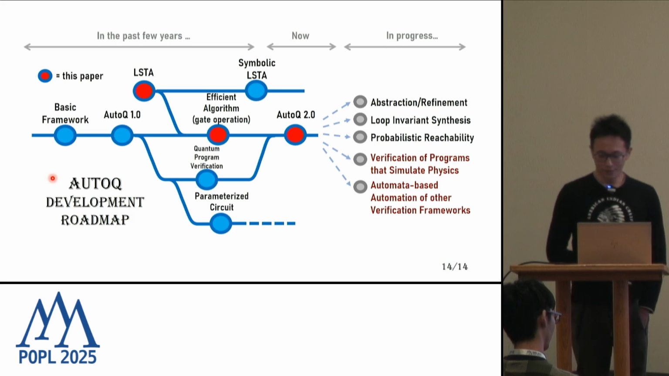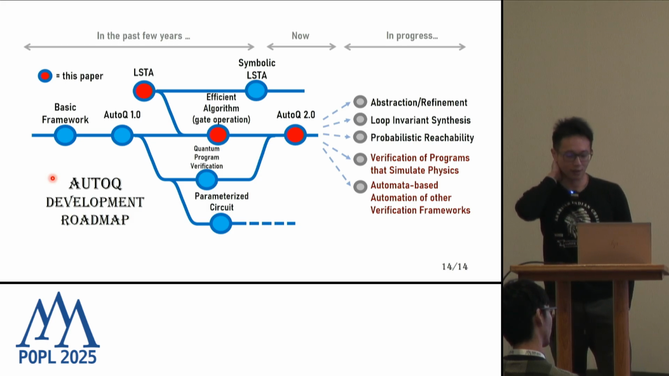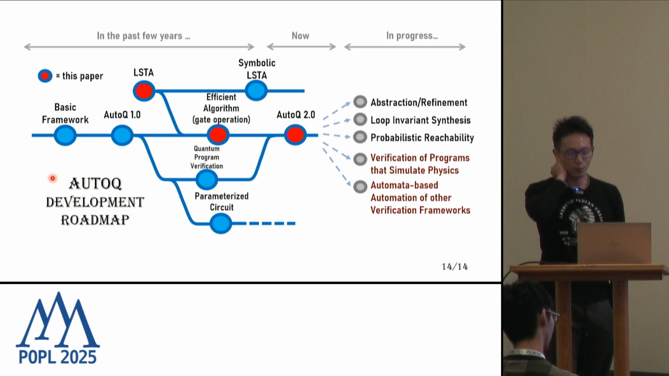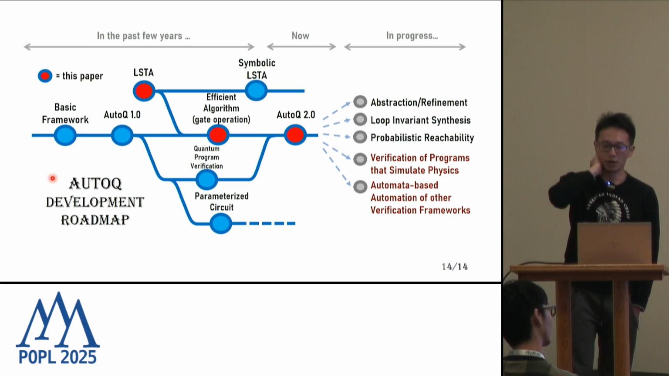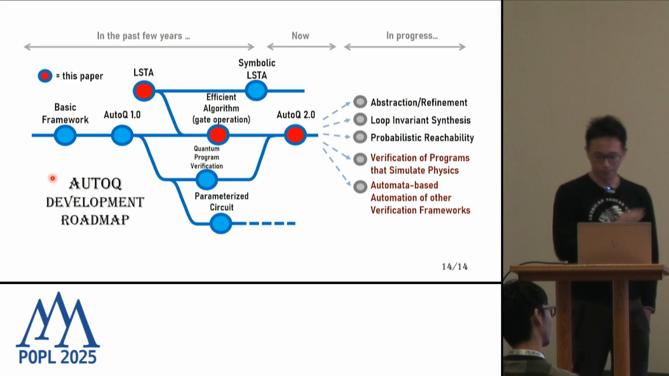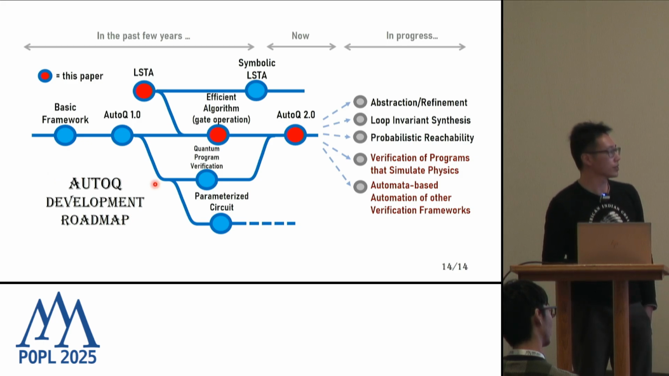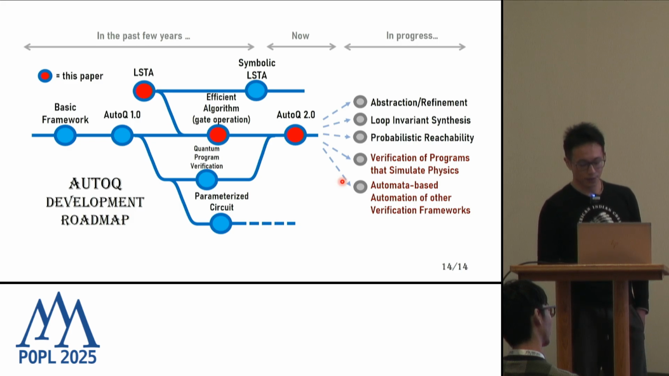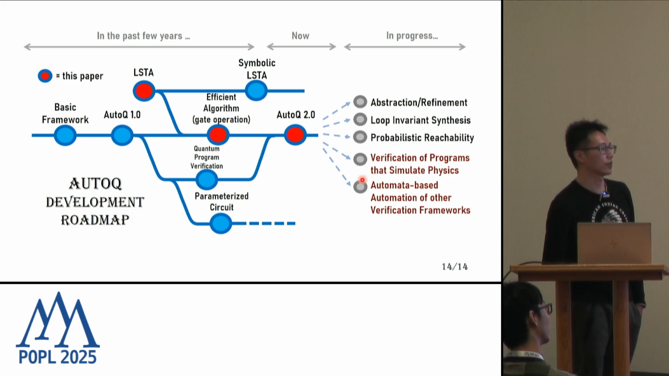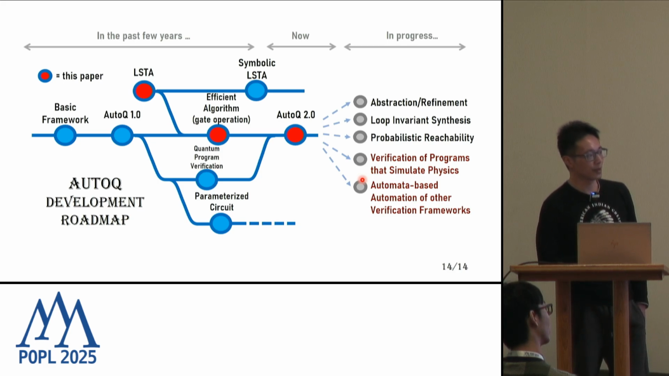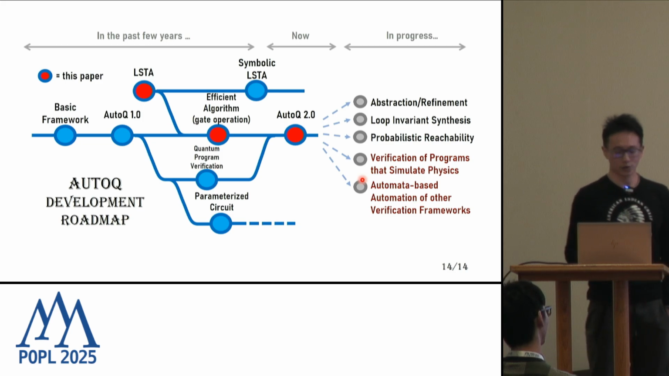The intersection of automata and quantum is a fruitful area of research. While we continue to enhance the capabilities of AutoQ, our focus extends to a variety of exciting projects. For instance, we are exploring the use of automata to verify Hamiltonian simulation, a significant application in the field of physics. And also, we try to use automata to automate other verification frameworks, such as quantum Hoare logic.